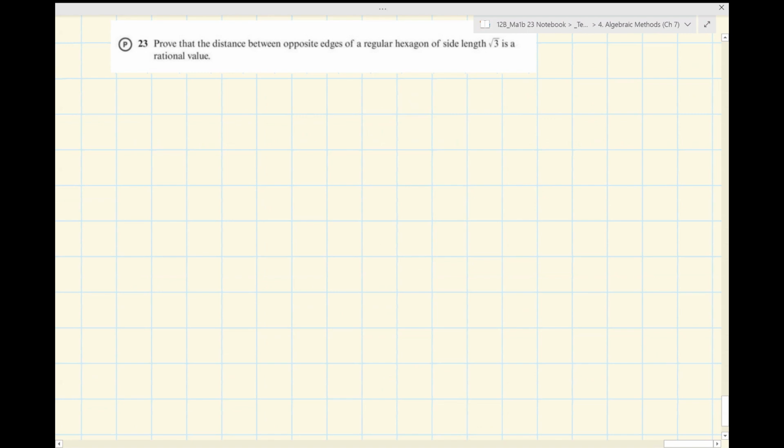Question 23. Prove that the distance between the opposite edges of a regular hexagon of side length root 3 is a rational value. Well, let's explore this by drawing a regular hexagon, or roughly a regular hexagon. Here we go, and that has side lengths of root 3. And I'm asked to show that the distance between opposite edges, so that distance, is rational.